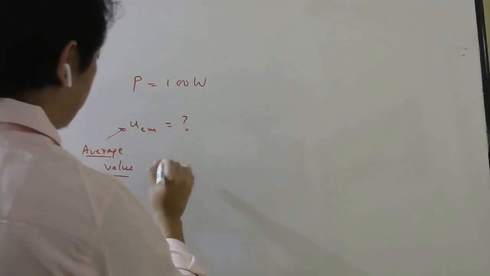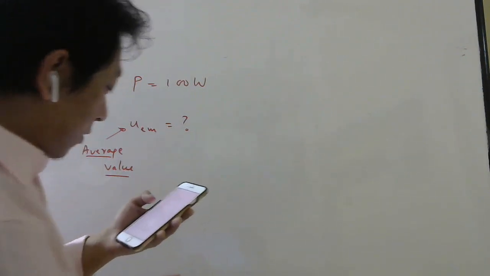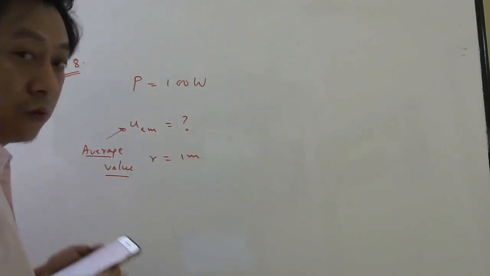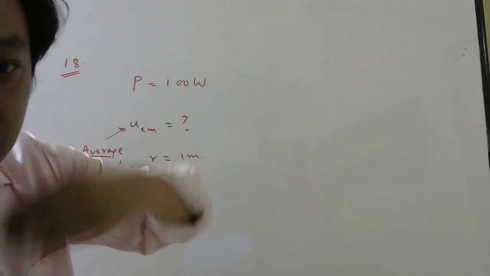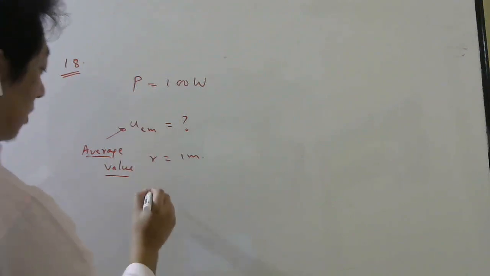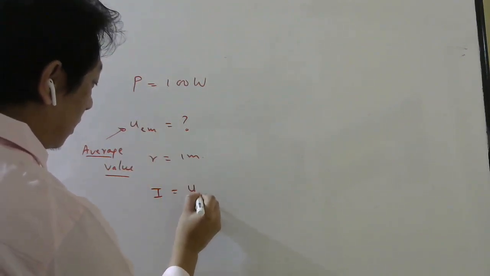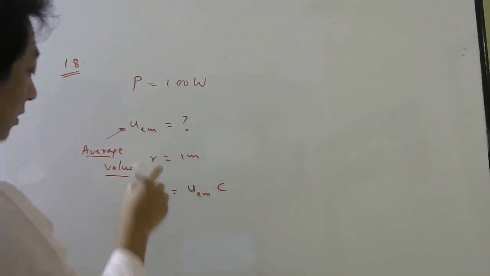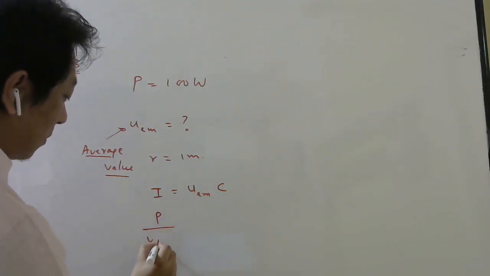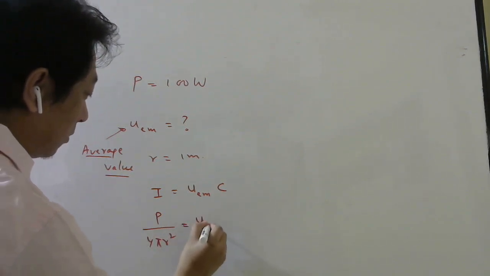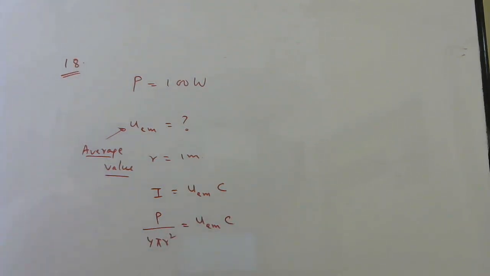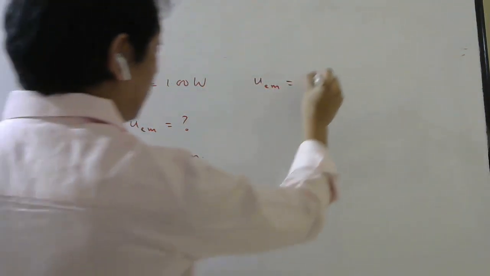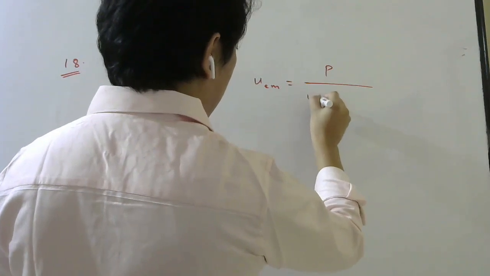So what is the formula? Power we know. At what distance they want? 1 meter from the source. So by 1 meter it will spread in an area of 4 pi r square. So what is the formula now? Intensity is energy density of EM waves into speed of light. Since power and distance is given, I will write power by 4 pi r square equal to energy density into speed of light. So since we want energy density, cross multiply, 4 pi r square c.